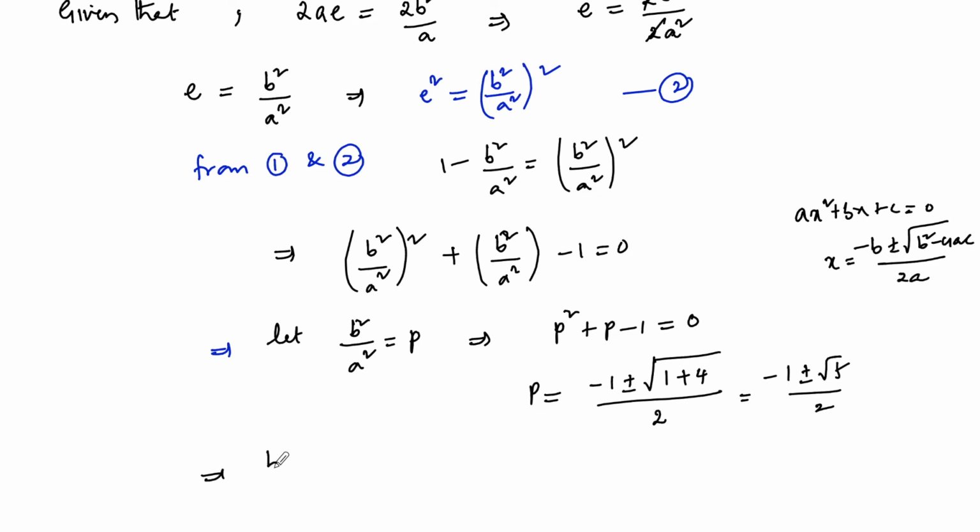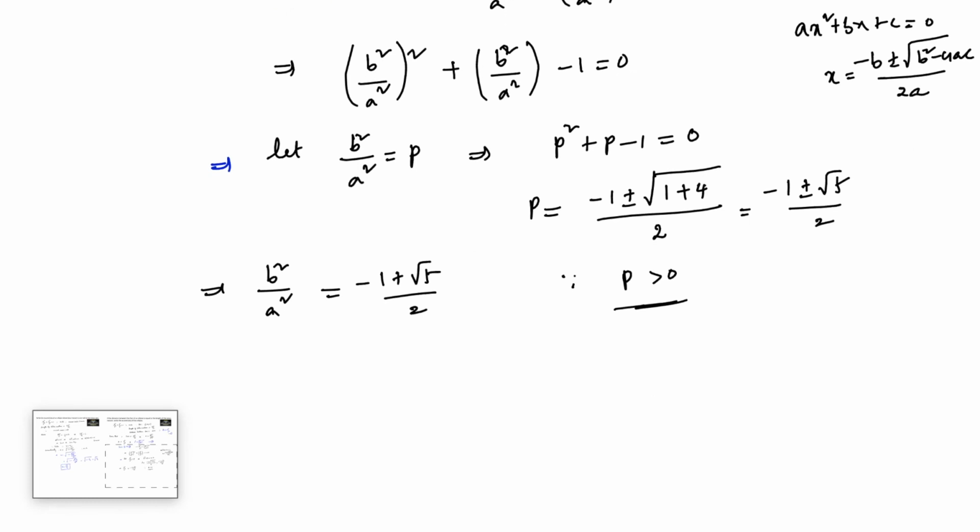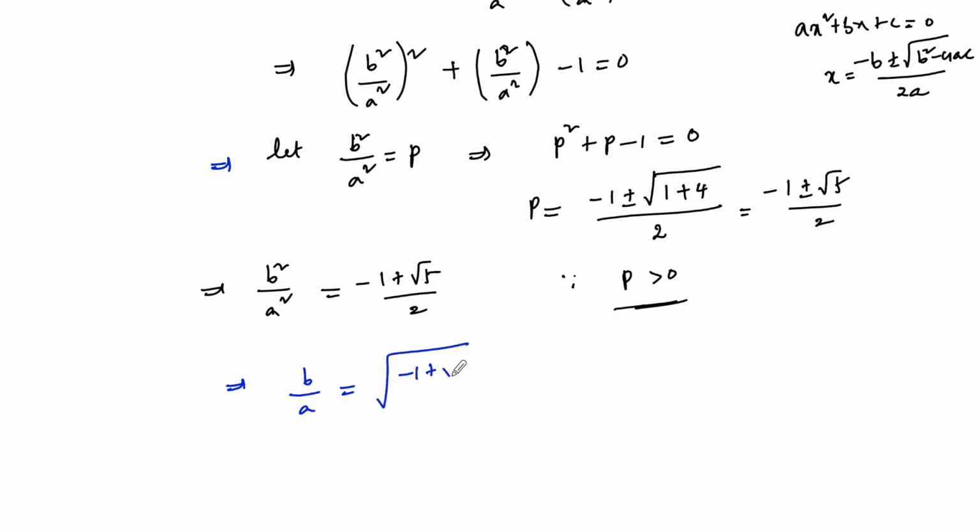So p is nothing but b square by a square, it is a positive value. So let us consider only the positive value, minus 1 plus root 5 by 2, since p is positive. So we have b square by a square is equal to minus 1 plus root 5 upon 2, which implies that b upon a is equal to under root of minus 1 plus root 5 divided by 2.